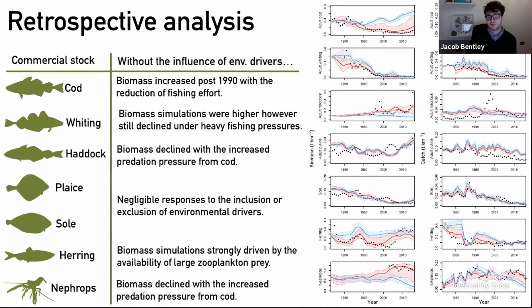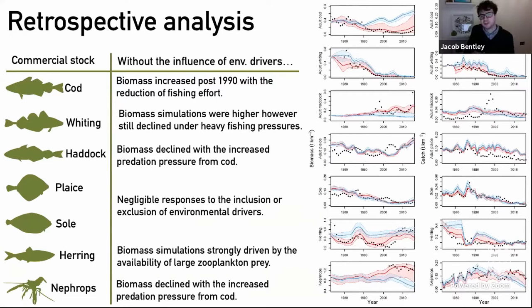For whiting, we didn't see such a change. Without the environment, whiting still crashed in the ecosystem model. It wasn't as fast, but it did go down because the fishing effort for whiting was just so high, and they were a big discard in the Nephrops fleet, which had increased over time as Nephrops became more profitable and other opportunities had declined. Haddock, we were never able to capture the high peaks in haddock because its recruitment was so variable.